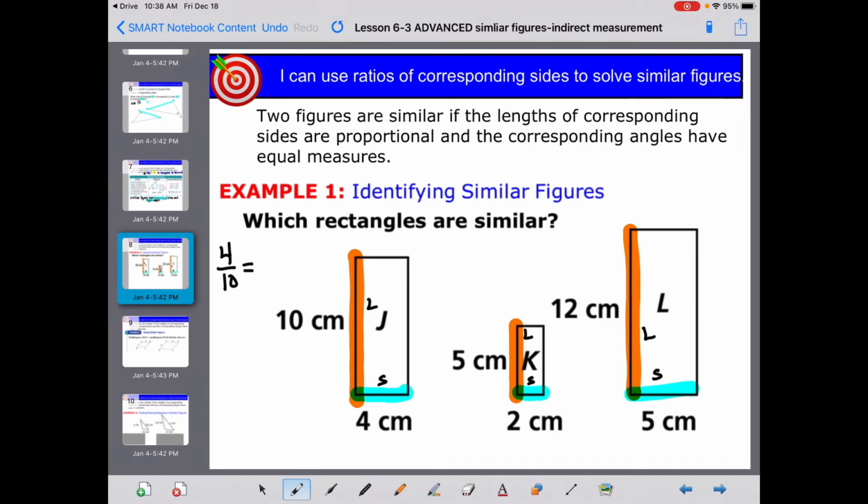So 4 to 10, is that equal to 2 to 5? 5 times 4 is 20. 10 times 2 is 20. That means that rectangle J is similar to rectangle K because the sides are proportional.